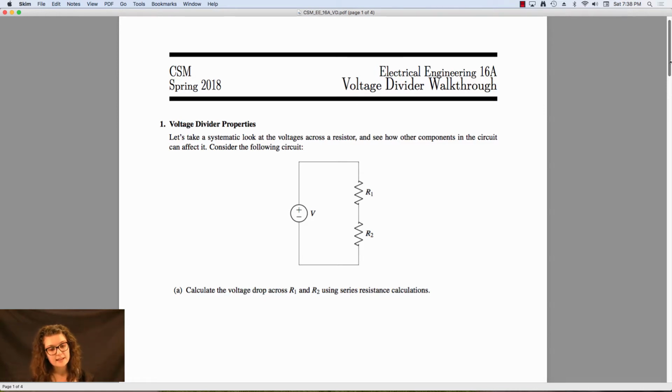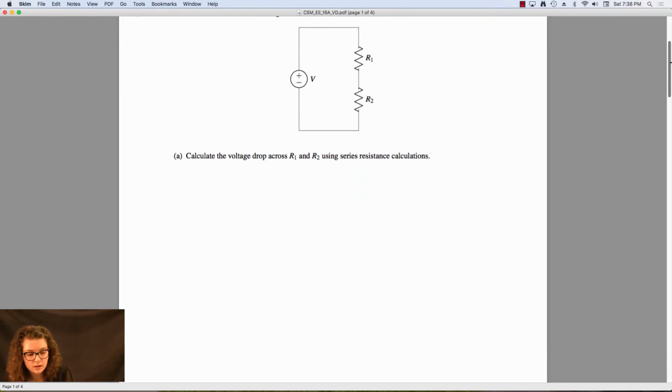Part A is asking to calculate the voltage drop across R1 and R2 using series resistance calculations. So we can calculate it using series resistance calculations. I'm going to do it using nodal analysis right here. So scroll down a bit. Okay, so when I say nodal analysis, I mean we're going to use KCL equations for currents and IV equations to relate voltages to each other and then solve the resultant system of equations.